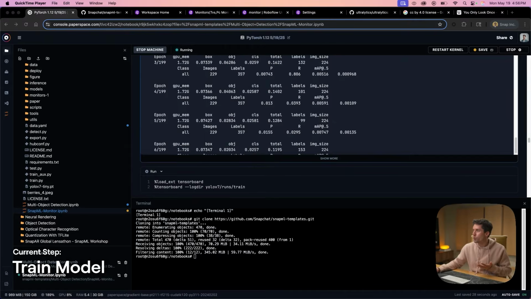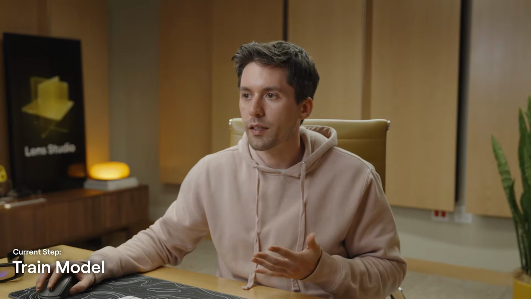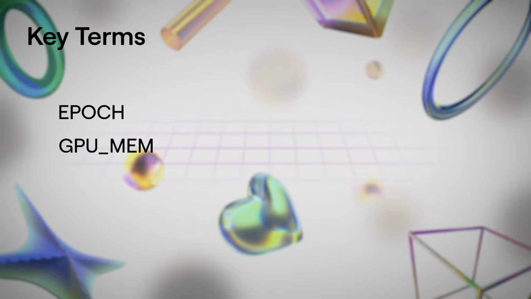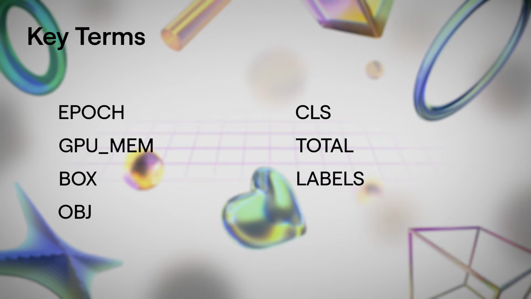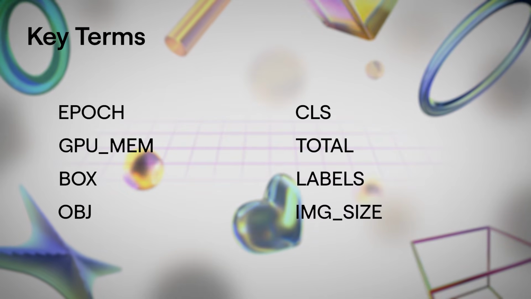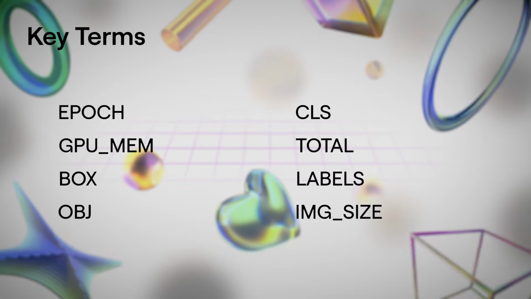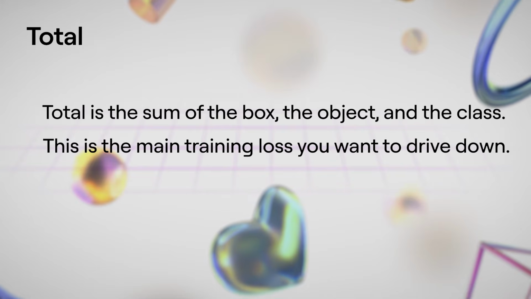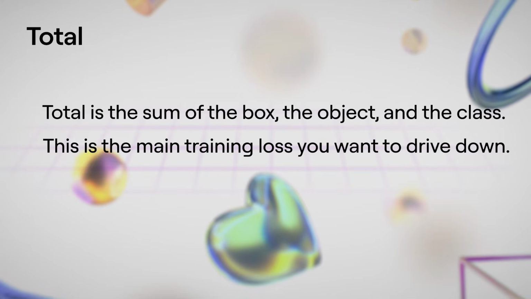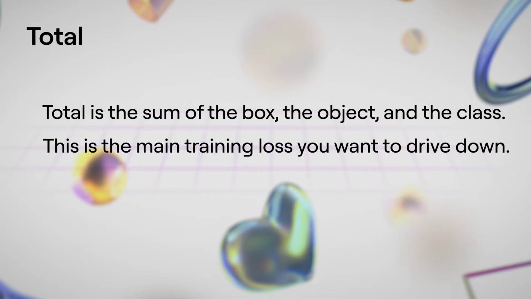So let's go through some of these concepts just to understand what's going on very quickly under the hood. You will see something like epoch, GPU memory, box, object, class, total, labels, and image size. What you really need to know is this column named total. Total is the sum of the box, the object, and the class. This is the main training loss that you're verifying. Long story short, this number needs to go down to the lowest.